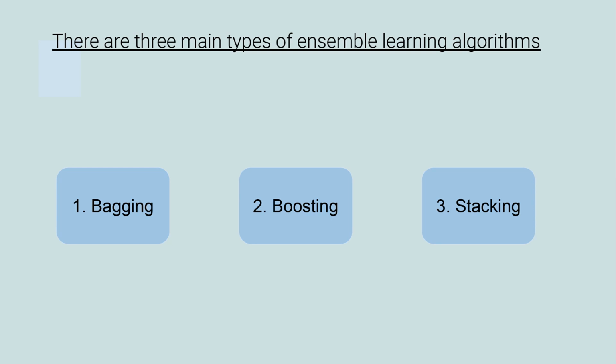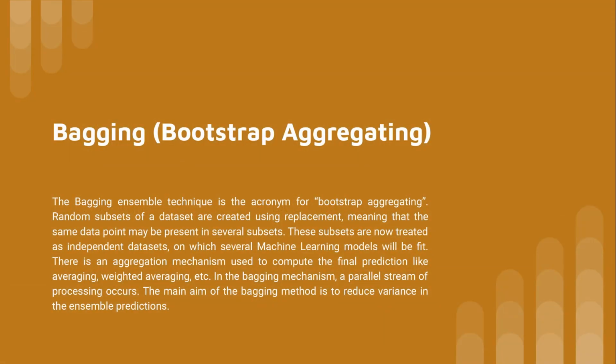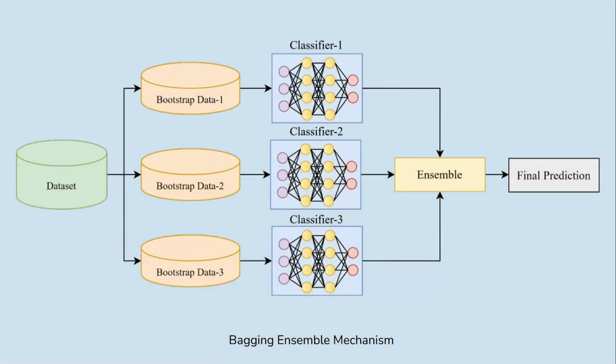Types of ensemble learning algorithms. There are 3 main types of ensemble learning algorithms: bagging, boosting, and stacking. Bagging, bootstrap aggregating. The bagging ensemble technique is the acronym for bootstrap aggregating and is one of the earliest ensemble methods proposed. For this method, subsamples from a dataset are created and they are called bootstrap sampling. To put it simply, random subsets of a dataset are created using replacement, meaning that the same data point may be present in several subsets.